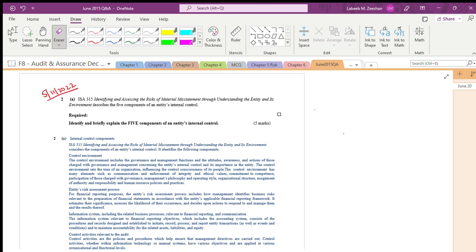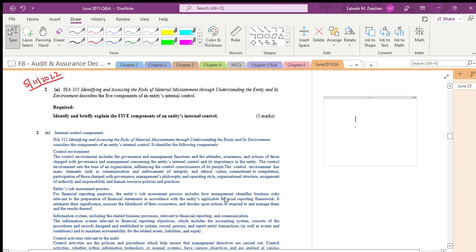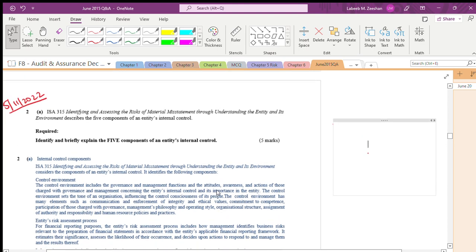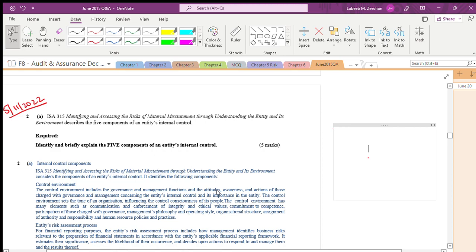Now, when we are talking about ISA 315, should I increase the font size? Fine, now it's okay? Yes. ISA 315, Identifying and Assessing Material Misstatement. This is the standard.